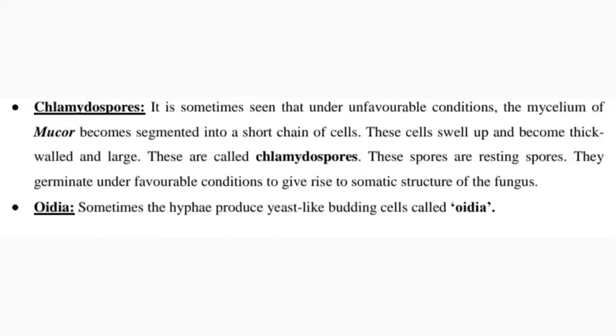Chlamydospores. It is sometimes seen that under unfavorable conditions, the mycelium of mucor becomes segmented into a short chain of cells. These cells swell up and become thick-walled and large. These are called chlamydospores. These spores are resting spores. They germinate under favorable conditions to give rise to somatic structure of the fungus. Oidia. Sometimes the hyphae produce yeast-like budding cells called oidia.